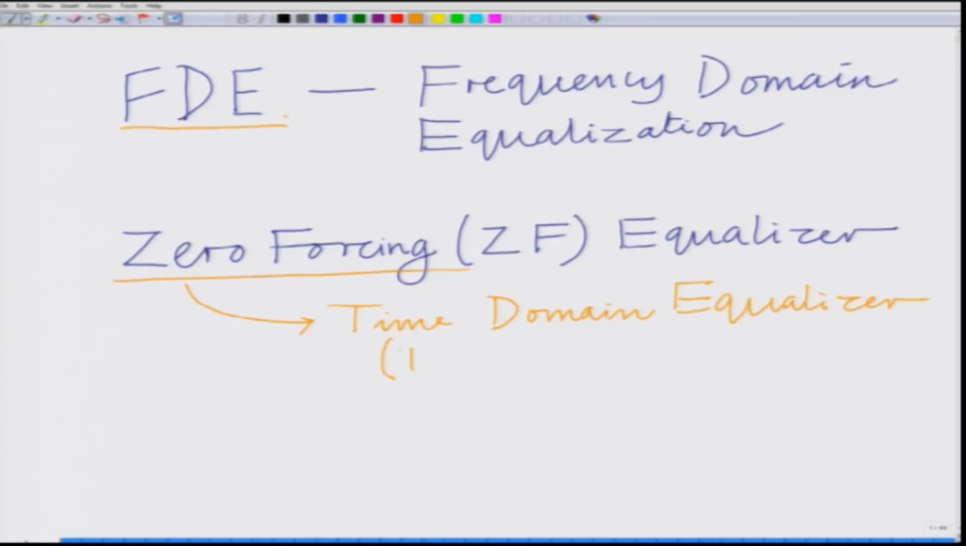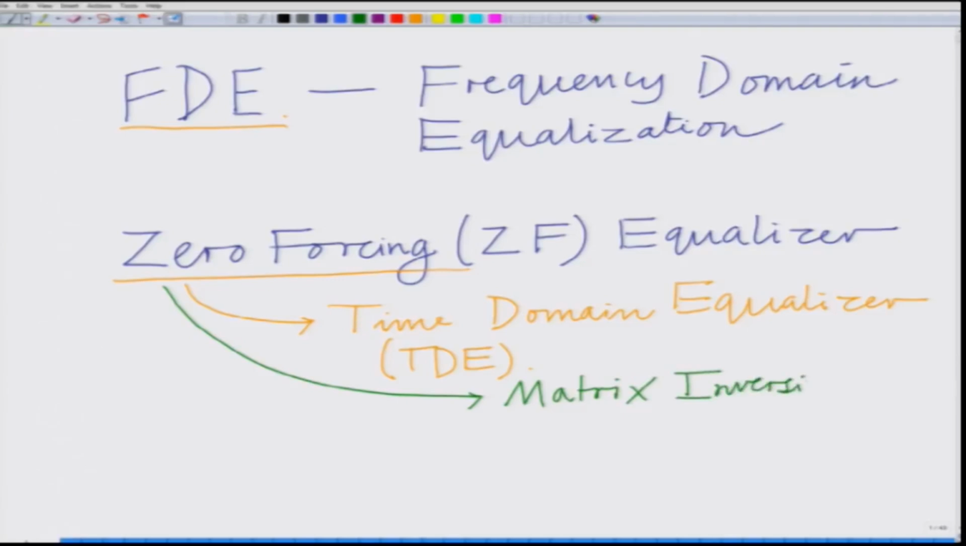Time domain equalizer, or basically TDE. And the disadvantage of time domain equalization is that we said it has matrix inversion. It involves, remember, the zero forcing equalizer involves matrix inversion. Therefore, the time domain equalizer has a high computational complexity.